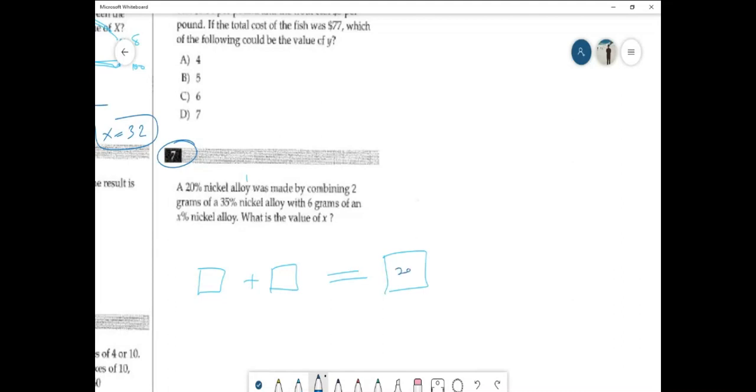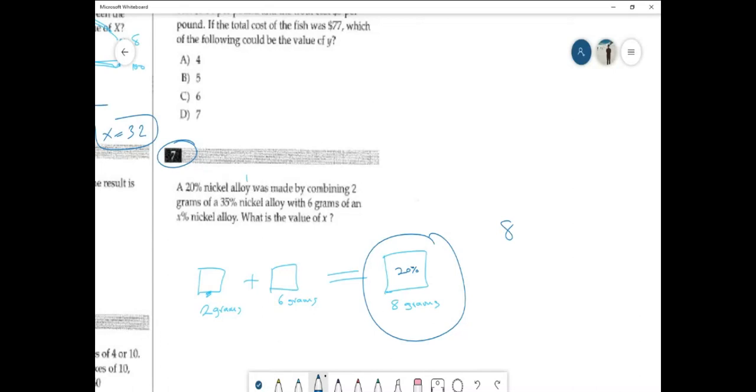And this cube contains 20% nickel alloy. So this material is 2 grams, and the second material is 6 grams. If I combine them, what will be my result? In total, it will be 8 grams, right? So this is 8 grams, and 20% of 8 grams is nickel alloy.